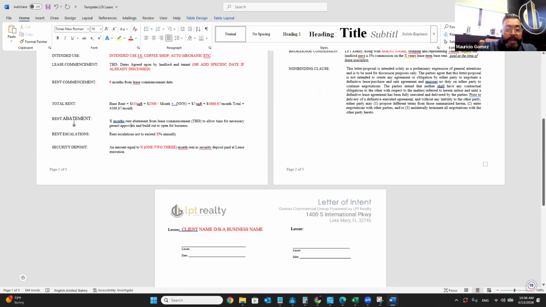Rent abatement. All that means is free rent, months that I do not have to pay rent. Like I mentioned, if I want 3 months, I'm always going to go in high, so I'm going to go in with 6 months. The verbiage stays standard for lease commencement: to allow time for necessary permit approvals and build out to open for business. It's very standard. You don't need to get too specific unless you're asking for a year or more than 6 months.